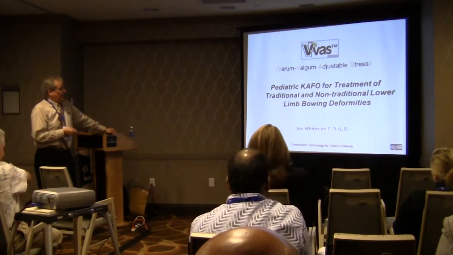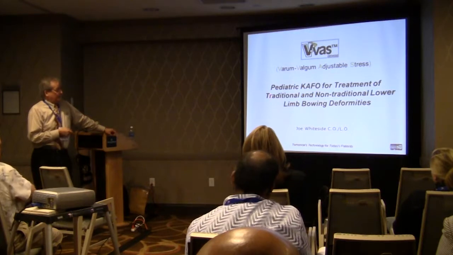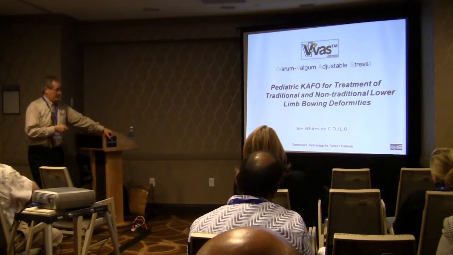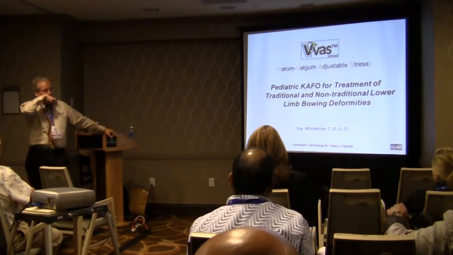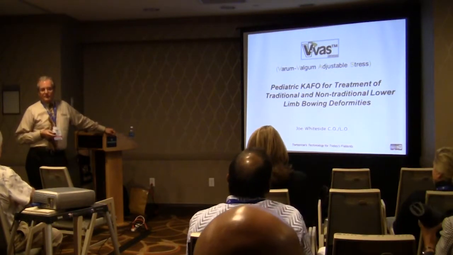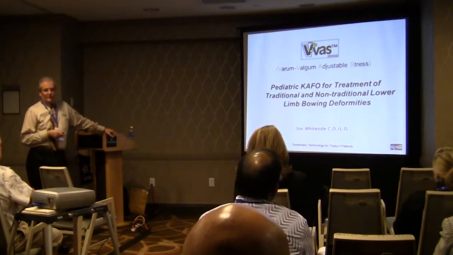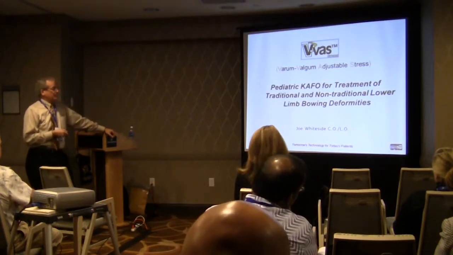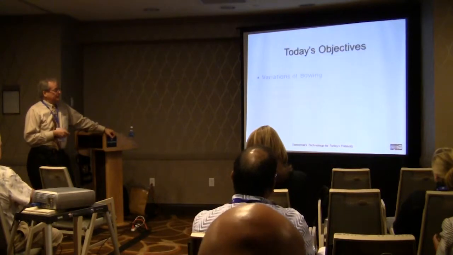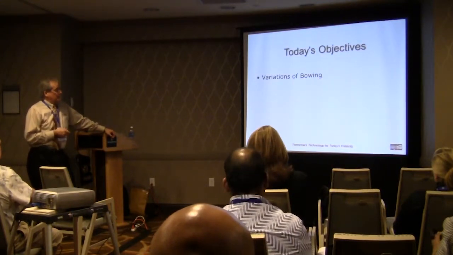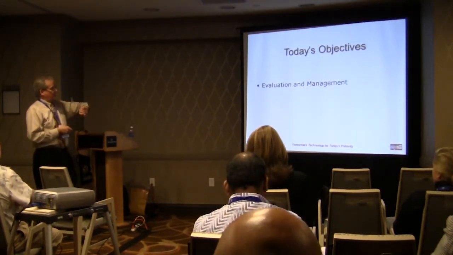Okay, the next category I want to go into is the pediatric KAFO for treatment. I changed this terminology from Blount's because it's not specifically for Blount's. It actually treats any bowing deformity, whether it be valgum or varum of the lower extremity. So we've changed the name to pediatric system. I'm going to talk about different variations in bowing.